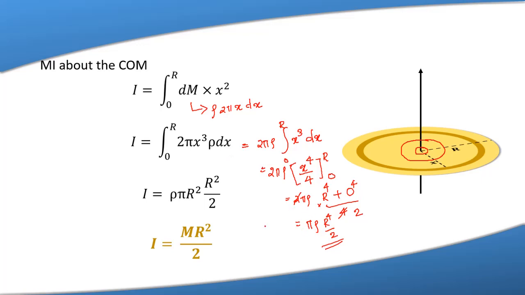So here, look over here. I have my pi here. I have my rho over here. Instead of writing r to the power 4, I have just split it into r square for my other purposes. So I can write it as rho pi r square into r square by 2. We know that pi r square is the area of this entire circle, and rho is the mass density. So this total quantity will give us the total mass. That is, total area into mass density will give us the total mass. Therefore, it can be written as I is equal to m r squared by 2.